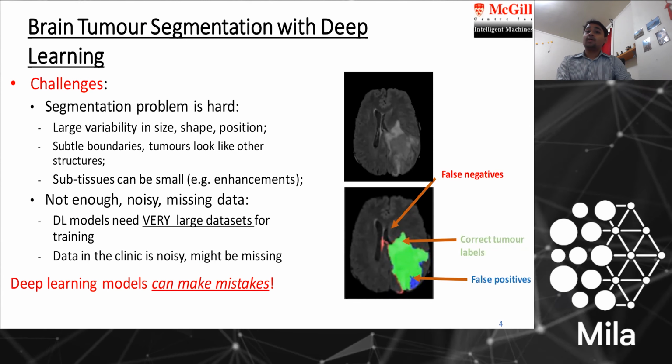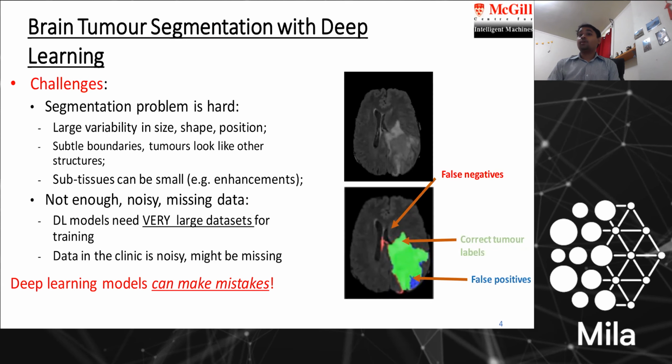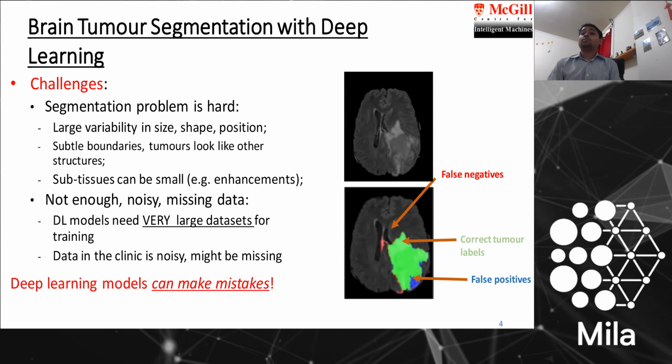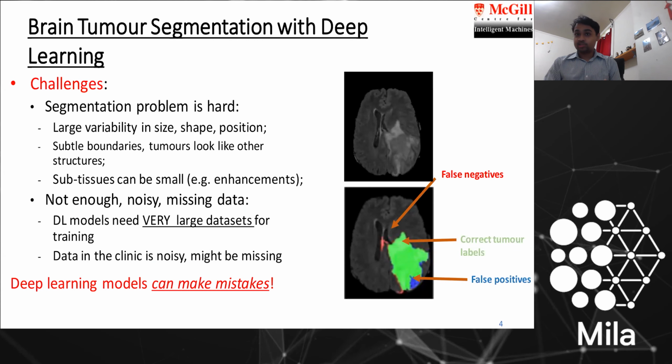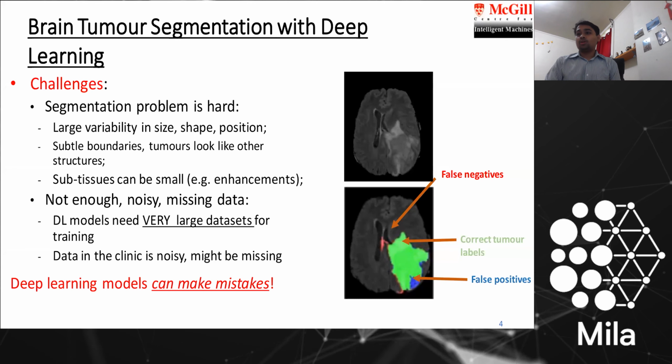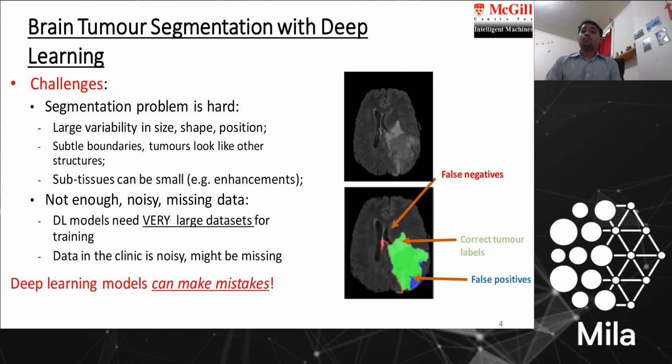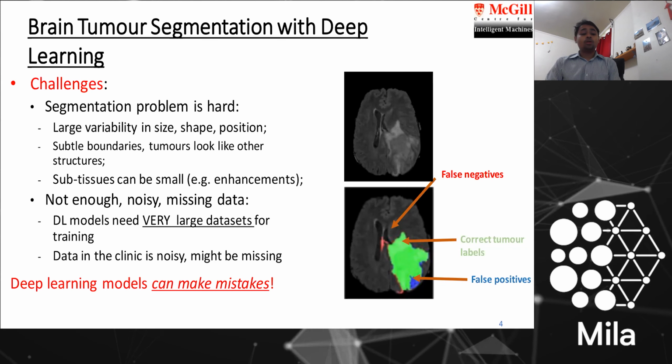The problem of segmentation is really hard because of the shape, size, and variability of the tumor, etc. The data is really noisy. You can have patient motion, noisy acquisition, etc. And also deep learning models make mistakes. So normally if a deep learning model gives a deterministic output, it can lead to distrust by clinicians.